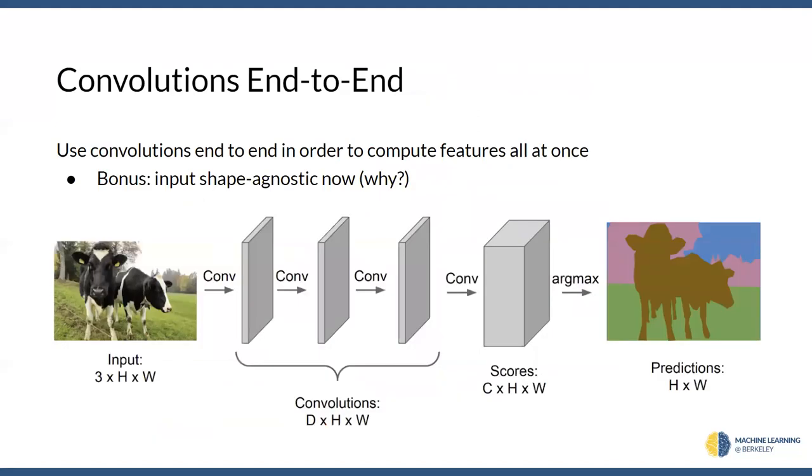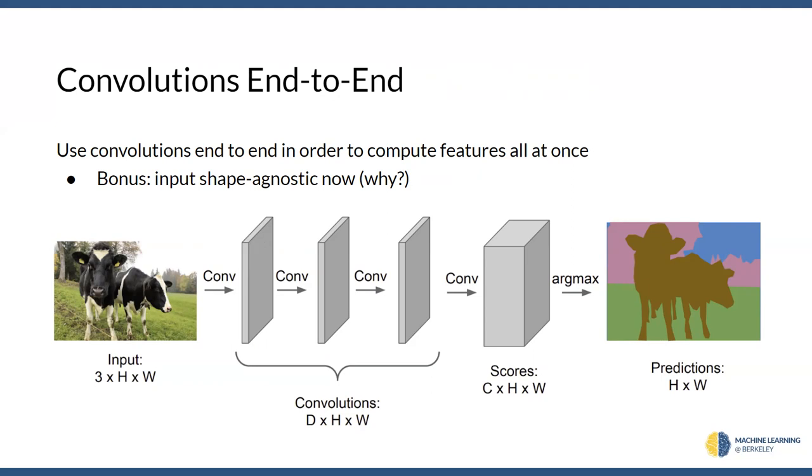We can do convolutions end-to-end again. We can just take a convolutional network, and instead of running it multiple times, have one convolutional operation that we run over the image that ideally will perform all of the desired effects that we want without having to do the sliding window approach. So in this case, to clarify, there's one caveat to this situation.